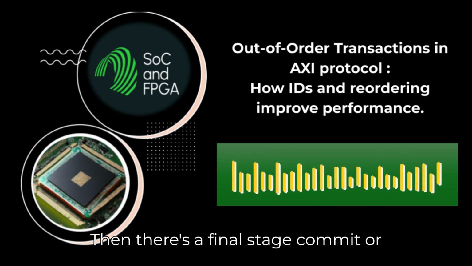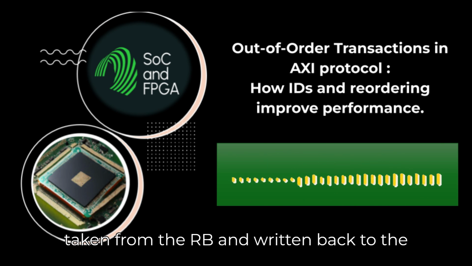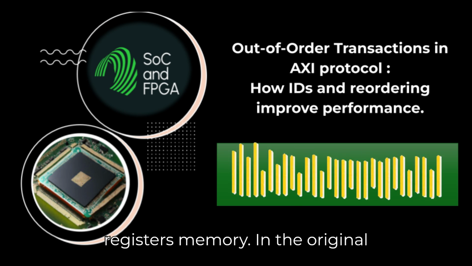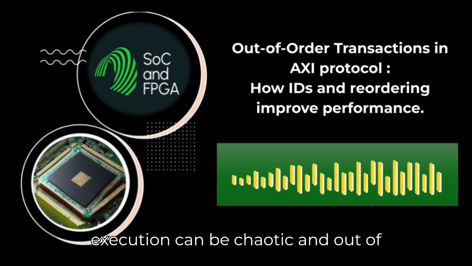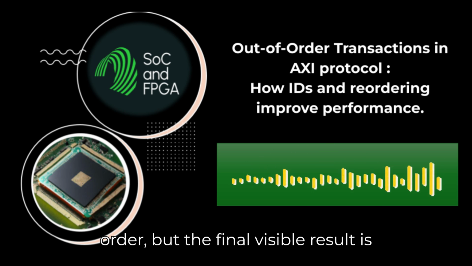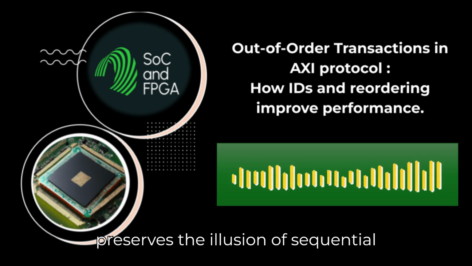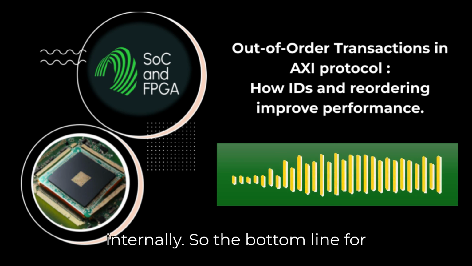Exactly. Then there's a final stage: commit, or retire, or graduation, where results are taken from the ROB and written back to the processor's official architectural state, registers, memory, in the original program order. So the internal execution can be chaotic and out of order, but the final visible result is perfectly sequential. You got it. It preserves the illusion of sequential execution while achieving massive parallelism and latency hiding internally.